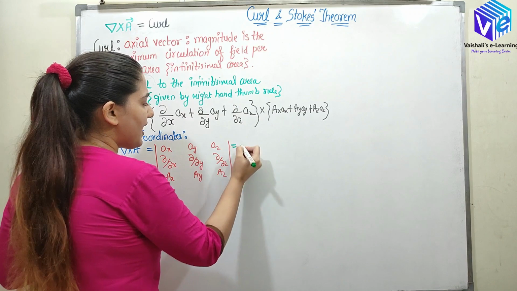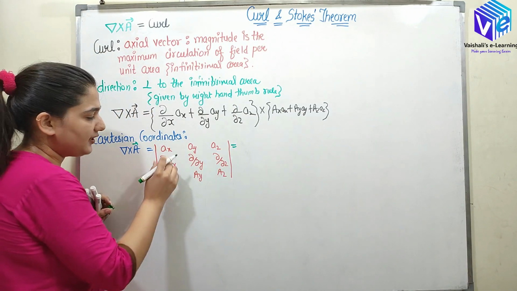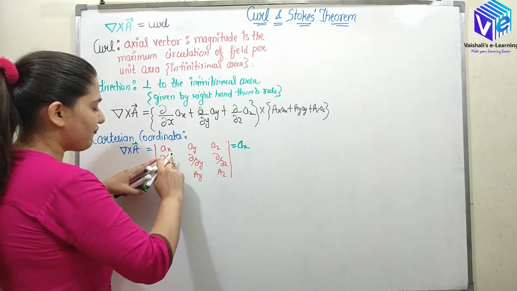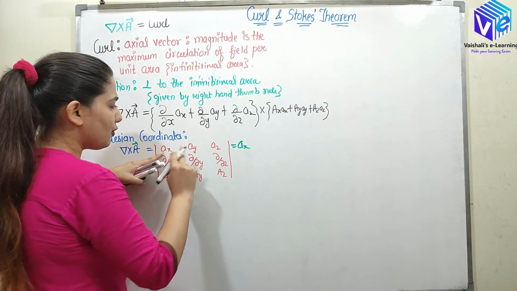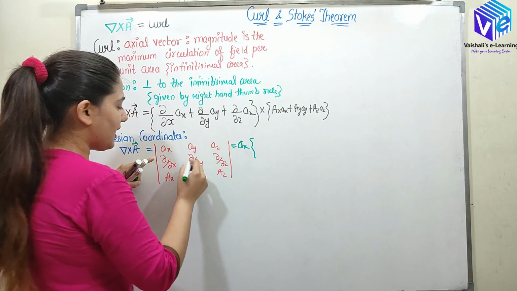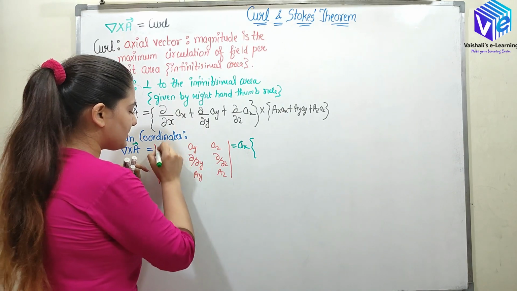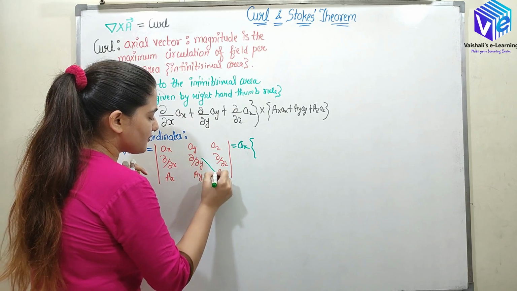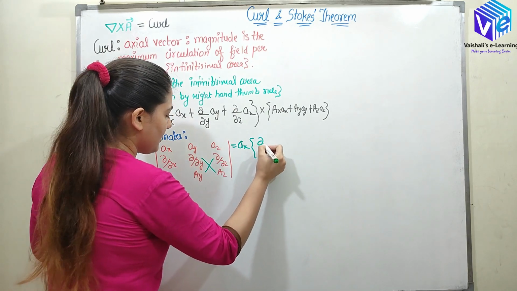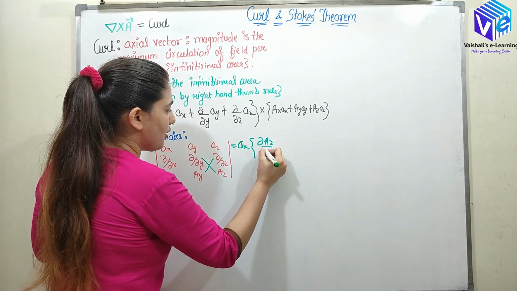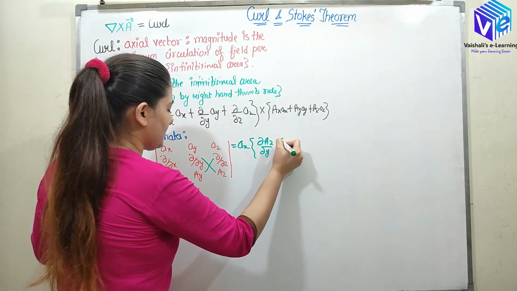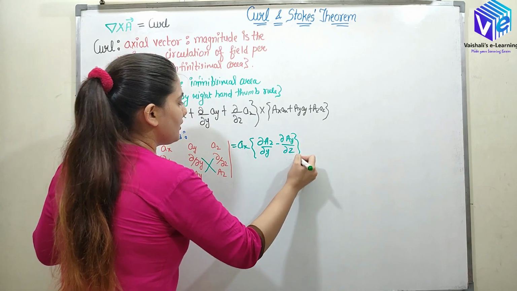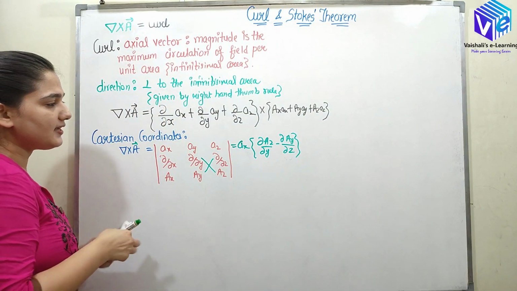Now if I simplify it, I know how to find the determinant. For the first element, I put ax. Now I remove this column and this row, take the cross product, and I get del Az upon del y minus del Ay upon del z. So this is clear.